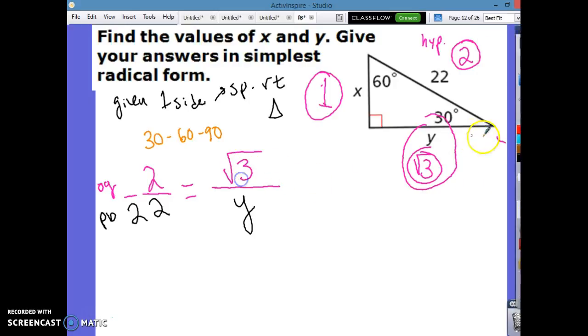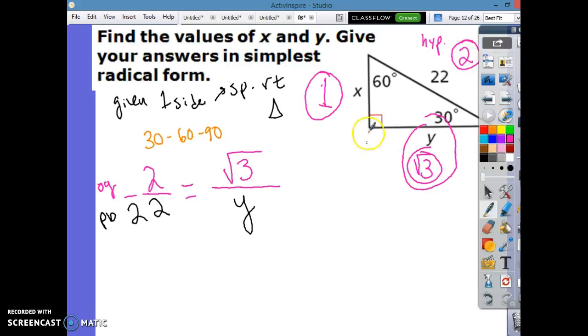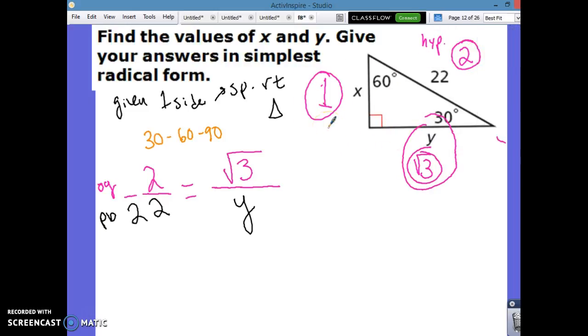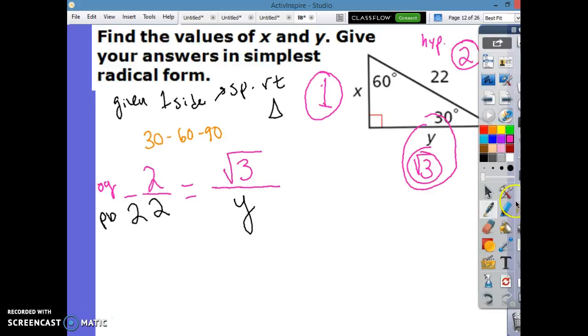Square root of 3. Because look at that, that square root of 3 goes with y. So we've set up our proportions. All you're doing is looking for these two are grouped together. These two are grouped together. These two are grouped together. Because every 30-60-90 triangle is a model of this example. Yay! All right, let's cross multiply.